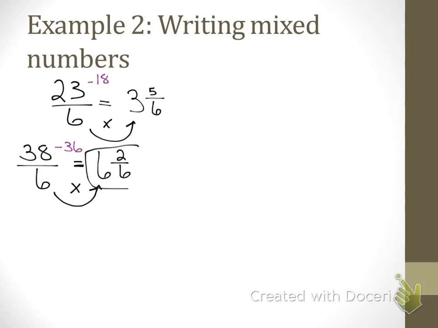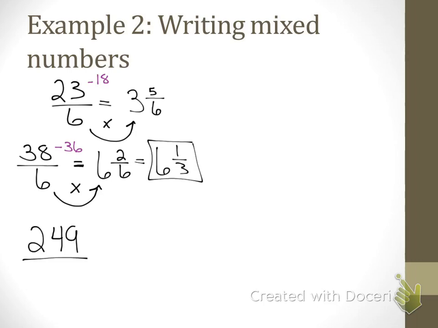Final answer? What's wrong with it? It needs to be reduced to simplest form. I never write an answer that is not in simplest form, so 6 1/3 would be my answer. Okay, so we're still allowed to use our calculators, and sometimes you're going to have really large improper fractions.